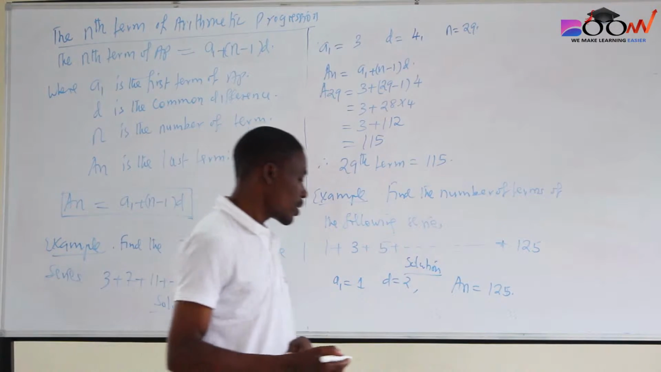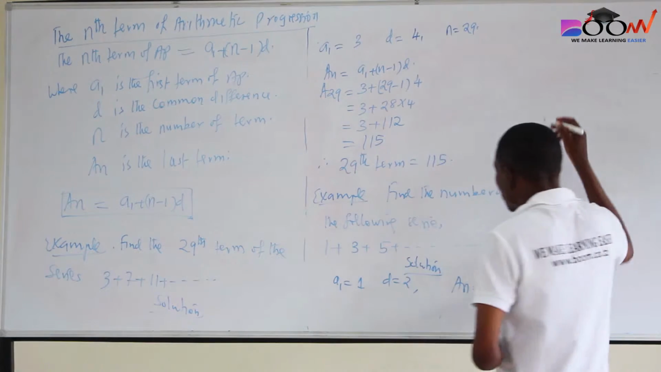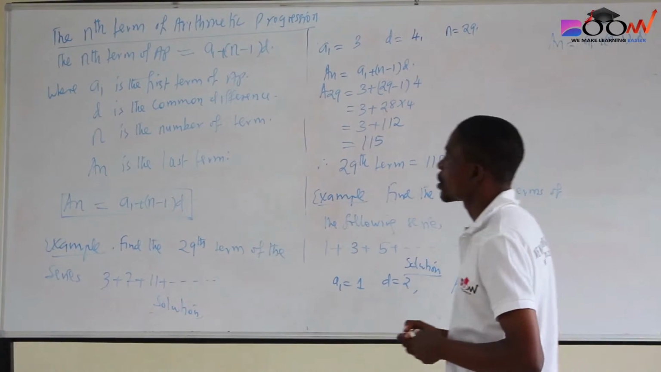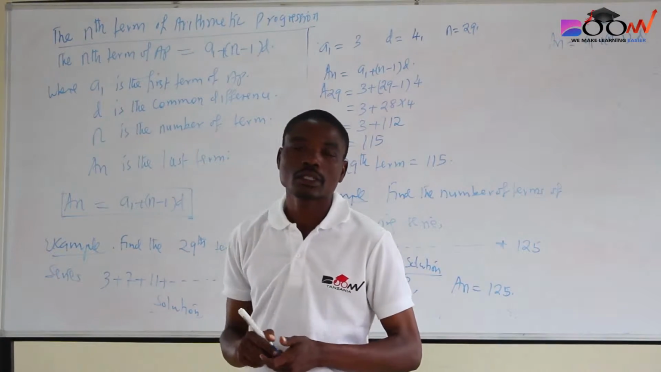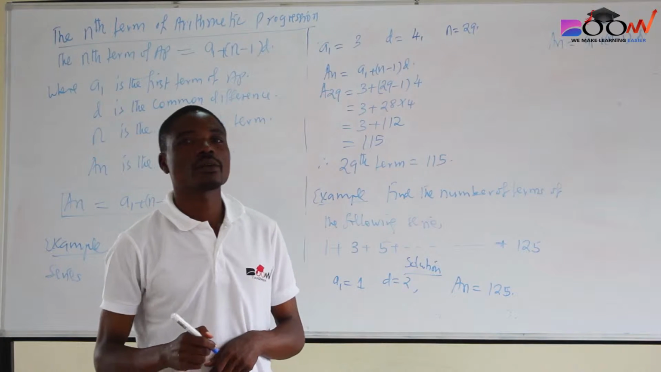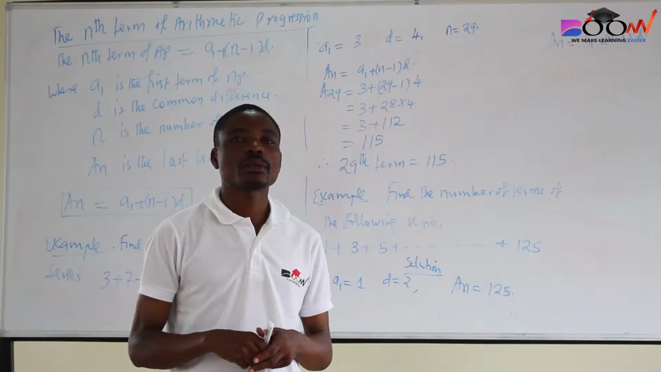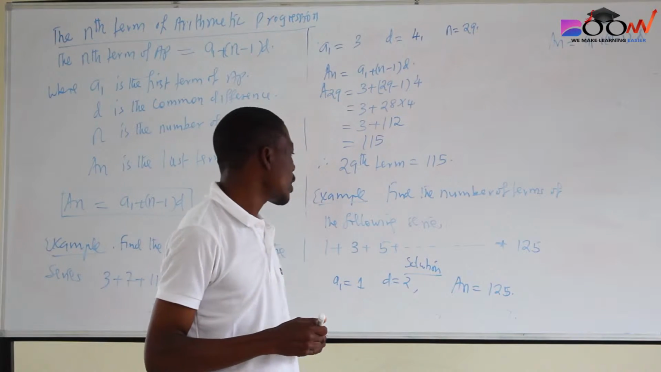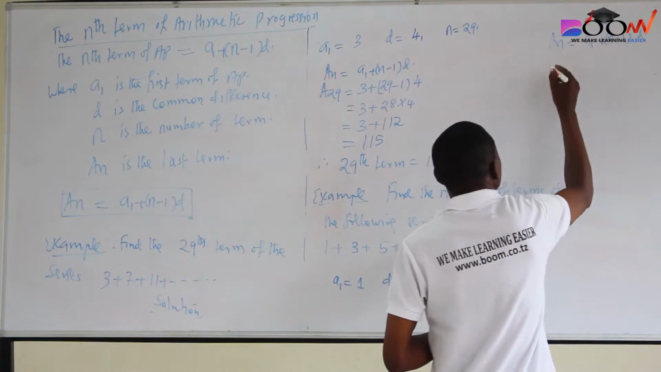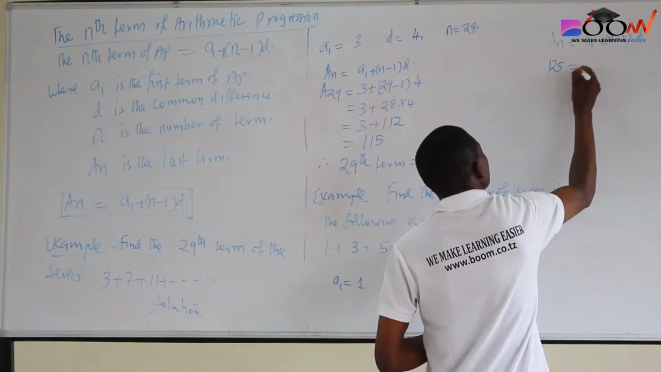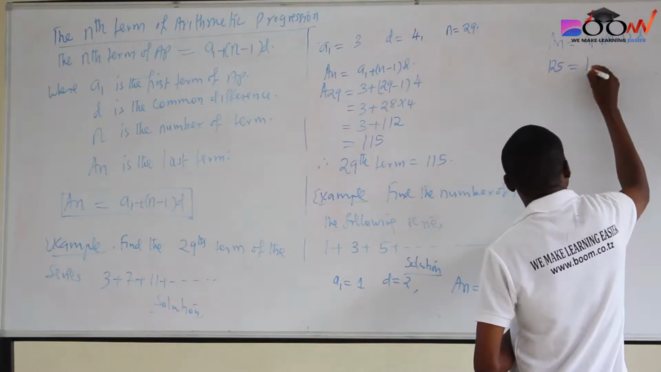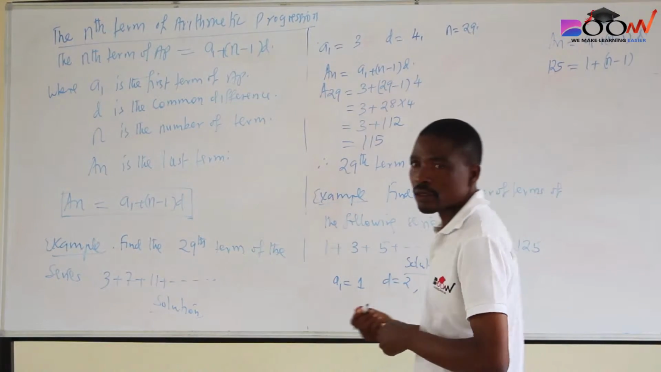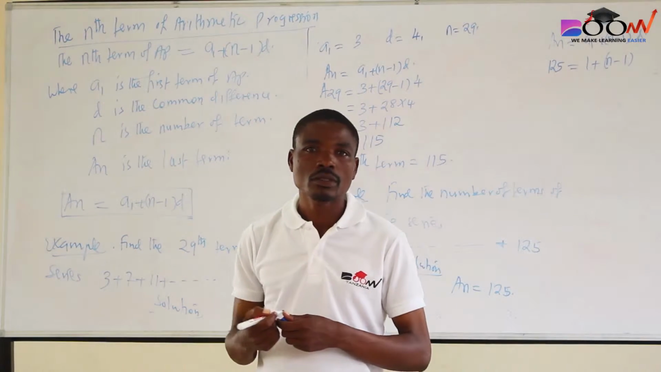Our formula can now be used. That is, an is given by a1 plus (n minus 1) times the common difference. Our last number is 125, so 125 will be equal to the first term, which is 1. We don't have the number of terms. We are after n. How many terms are there?